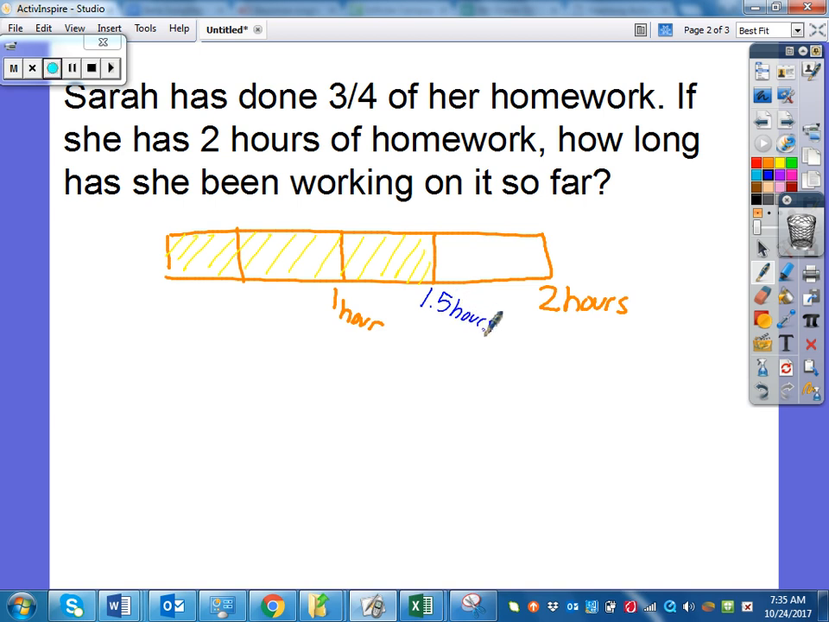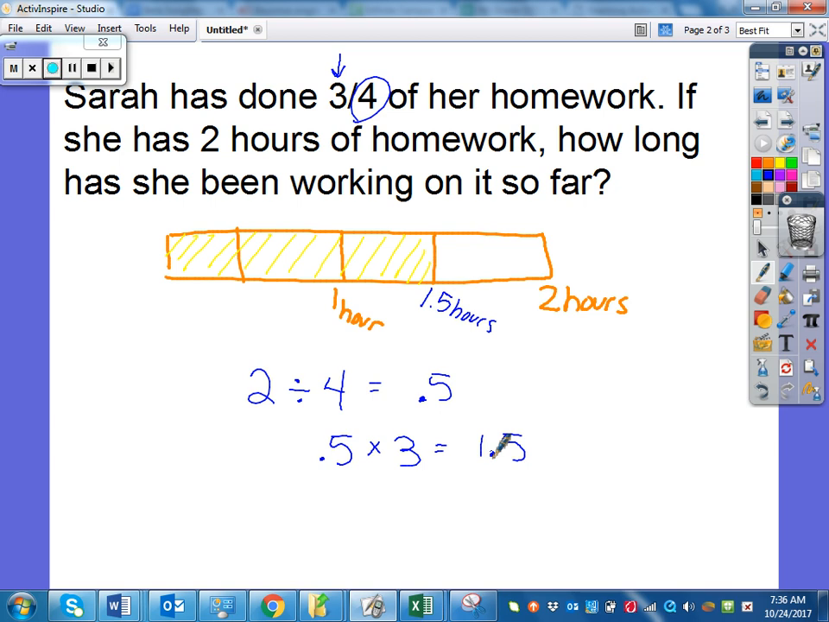I took my entire 2 hours, and I could say I need to divide my entire 2 hours into 4 equal sections because of the fourths. That would give me 0.5. Then I need to multiply my 0.5 times 3 because it's not 1/4 of an hour, it's 3/4 of an hour. And that would give me 1.5.